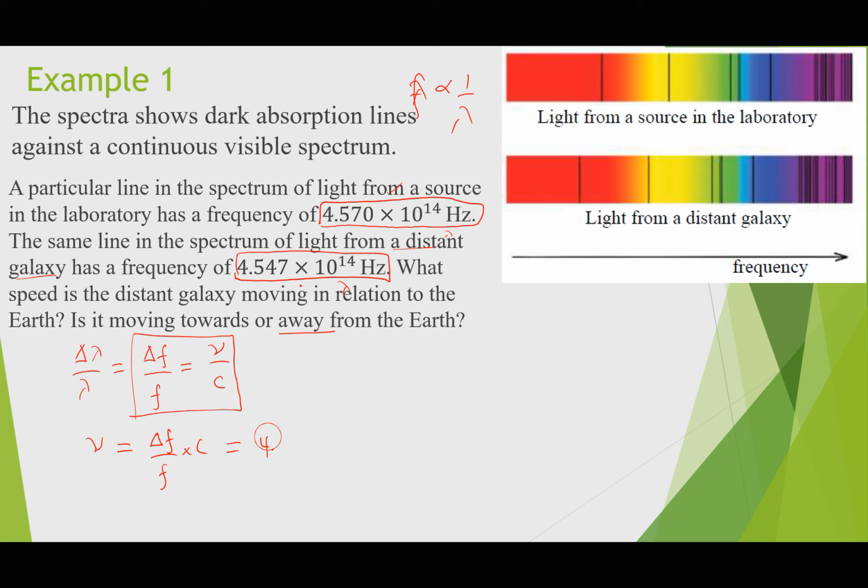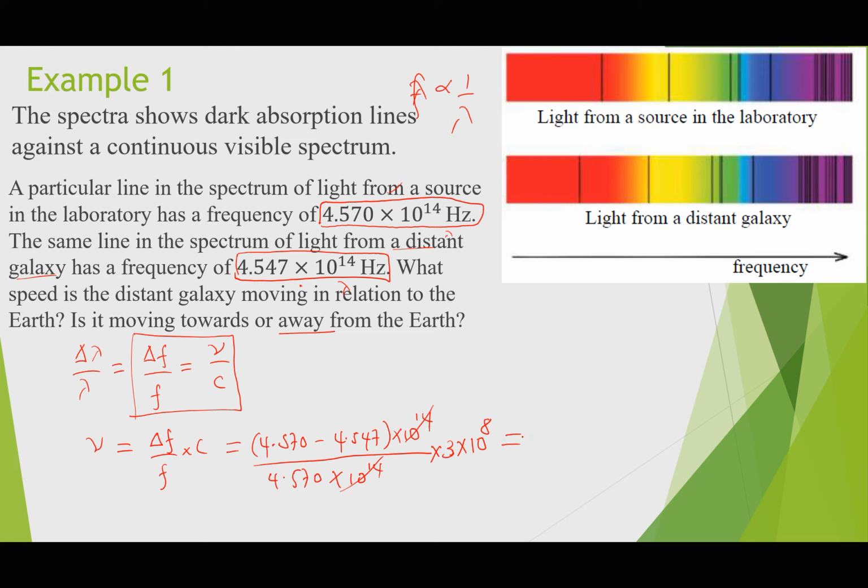So I'll say 4.570 minus 4.547, and I will multiply this by 10 to the power of 14. Then I will divide this by the frequency in the laboratory, not the frequency from the distant galaxy. We always compare with the known values, those in the laboratory. So this is divided by 4.570 times 10 to the power of 14. Of course, I'm going to multiply this by the speed of light, which is 3 times 10 to the power of 8.